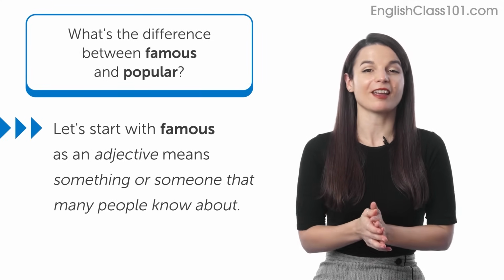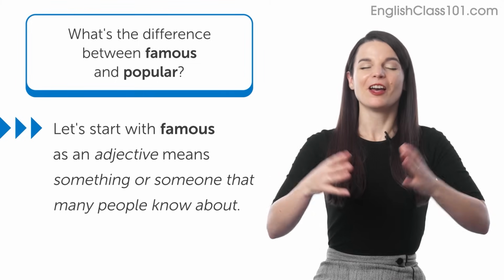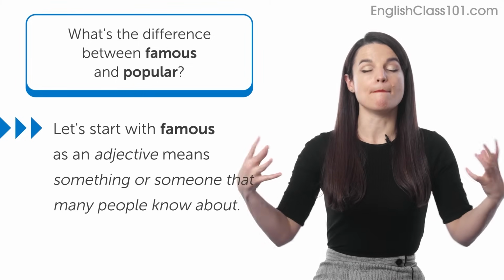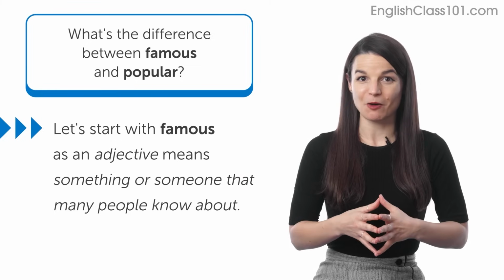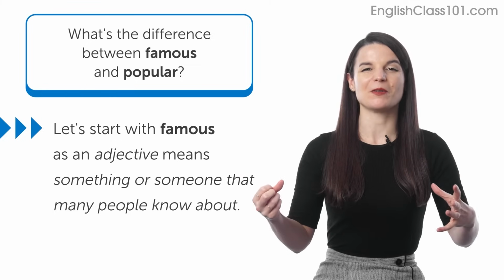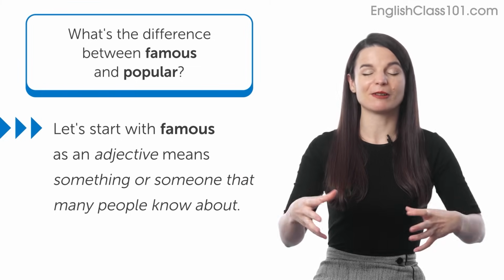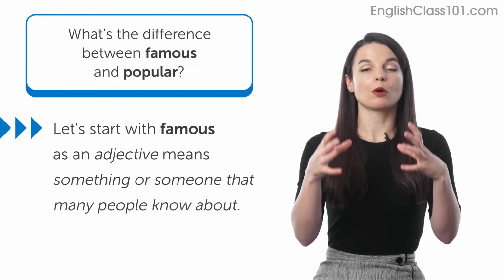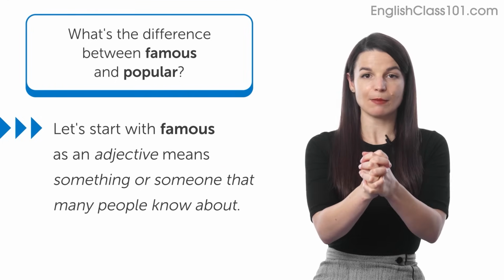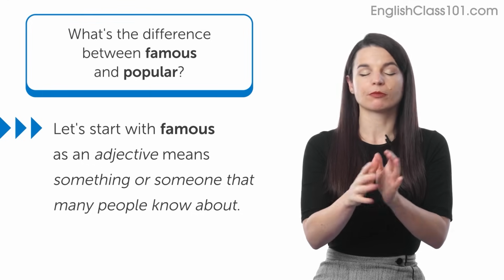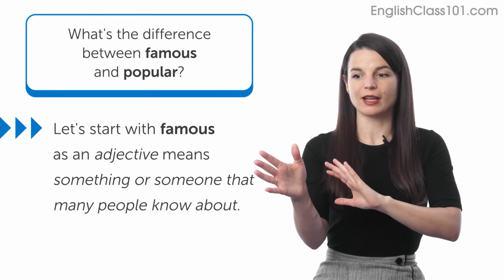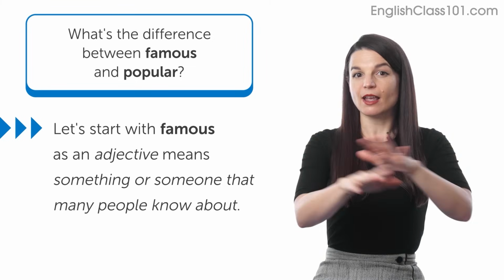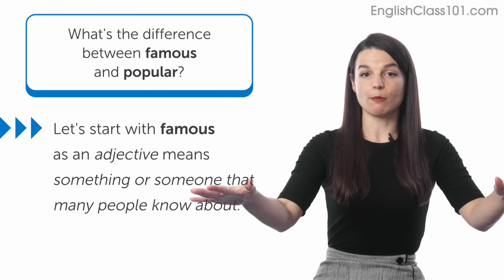Let's start by talking about the word famous. So famous as an adjective means something or someone that many, many, many people know about. Millions of people know about. Like everyone in your city, everyone in your country, everyone in the world for super famous people, right? So when someone or something is famous, lots of people know about it. This does not mean that it's good or that everybody likes it or that it's bad either. It just means lots of people know about it, okay?